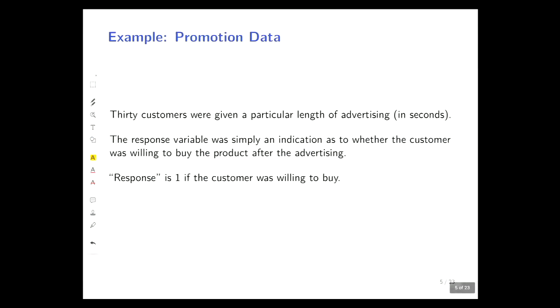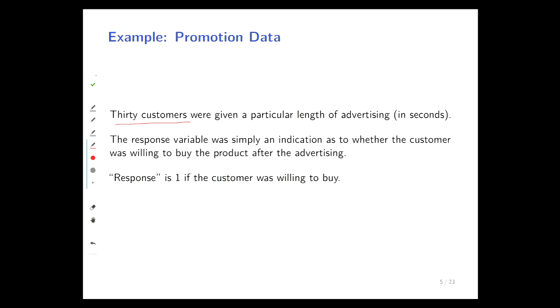So this is our motivating example. We consider that we have 30 customers, and they were given a particular length of advertising in seconds. For instance, some promotion agent can talk to those 30 customers for maybe 1 second, 2 seconds, or 30 seconds. Or they can actually play a video of advertising in seconds. So basically, these 30 customers were exposed to some certain advertising in seconds.